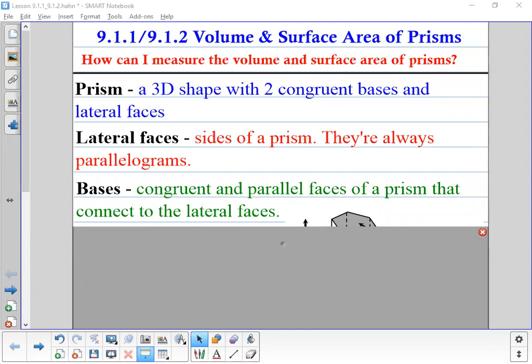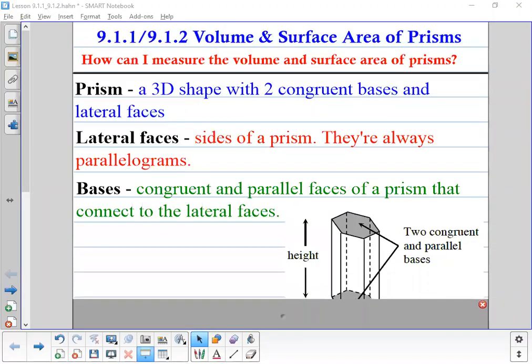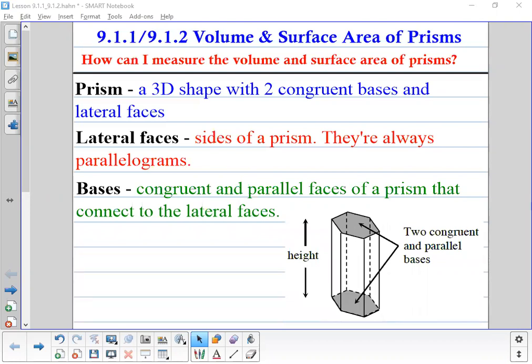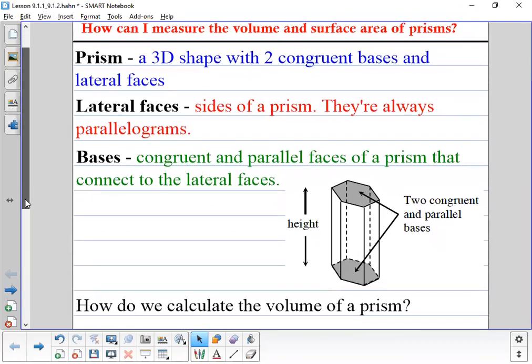And our third vocabulary word is bases. In a prism, the bases are congruent and parallel faces of a prism that connect to the lateral faces. This shape right here is an example of a prism. The bases are congruent and parallel to each other. In this case, these bases are regular hexagons. So you can see our prism can have any shape for the base, doesn't have to be a rectangle or a square.